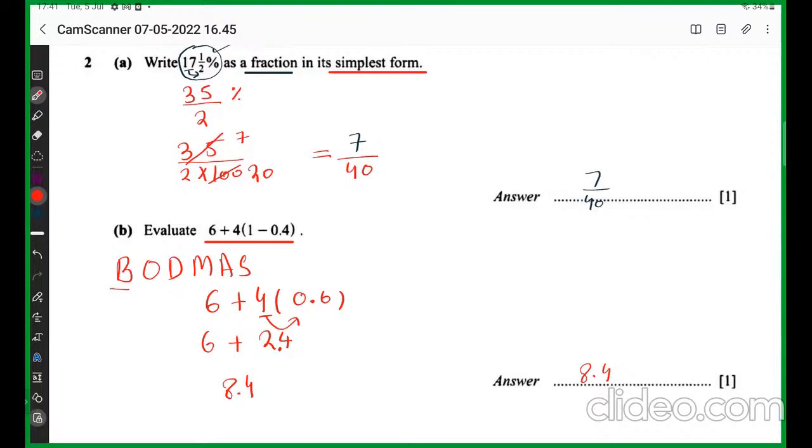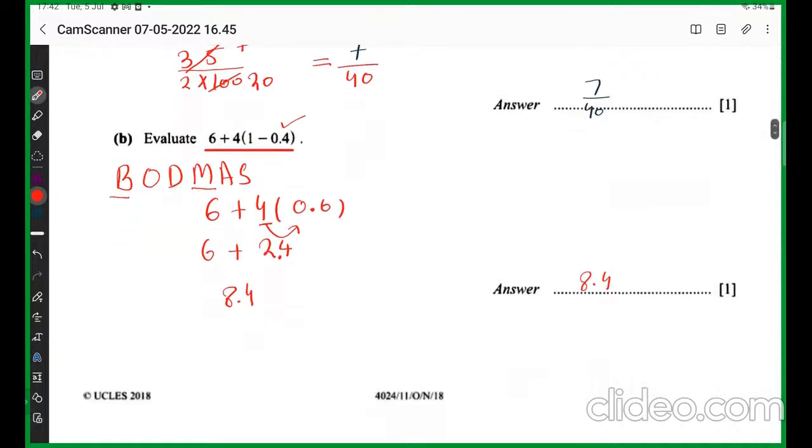Okay. So again, this was a simple question. First, we simplified the brackets. This gave me 0.6. Now I need to multiply 4 with 0.6 before adding, because multiplication comes first. 4 multiplied by 0.6. 0.6 is a decimal number. 4 multiplied by 6 would give you 24. We have one decimal place, so we have just written down the decimal after 2. And 6 plus 2.4 would give you 8.4. Any confusions with this part? No, ma'am. No confusion. Okay, all right.